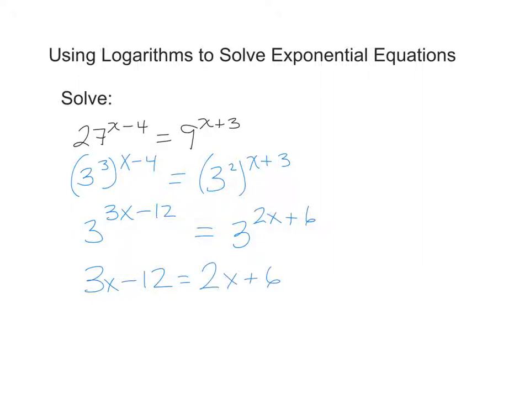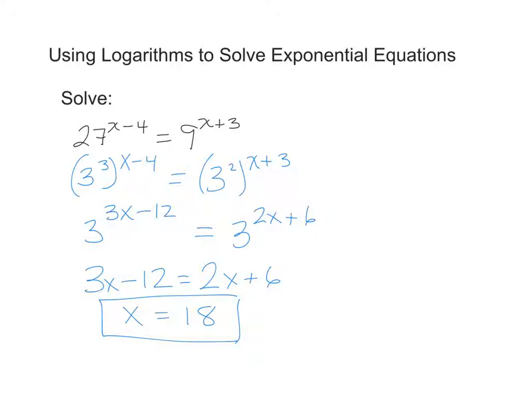And then solve for x. Subtract 2x from both sides, you're left with x over here. Add 12, and you have 18. So x equals 18. You already should know how to do that. So this is kind of the common base method.